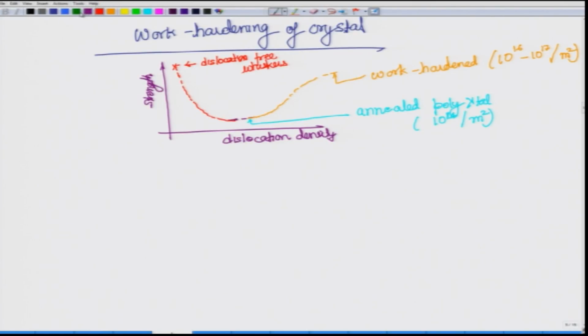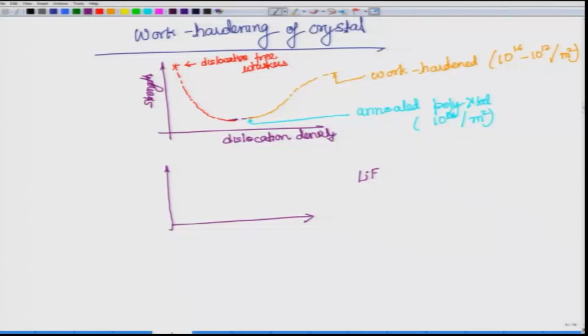Now, to further expand our understanding of the density of dislocations, let us understand what happens to lithium fluoride crystals. Now, in lithium fluoride, initially the density of mobile dislocations, what is called mobile, because these are the ones that will contribute to hardening, is very small. So, if you take a very high purity lithium fluoride crystal, you will get strength something like this. So, this is okay.